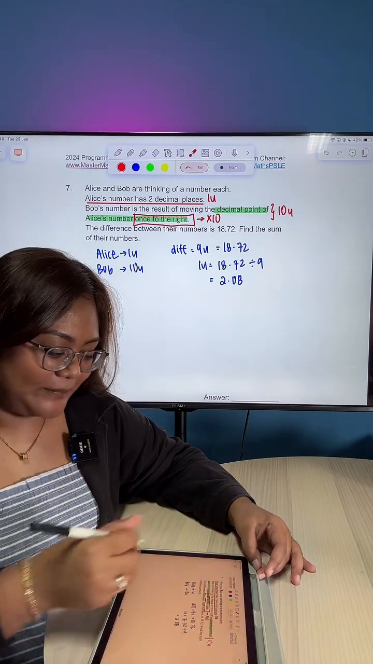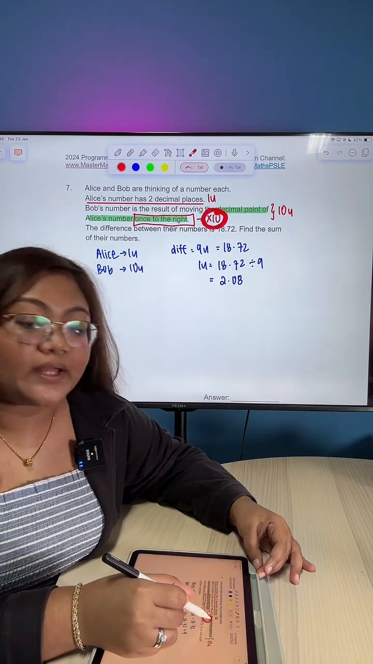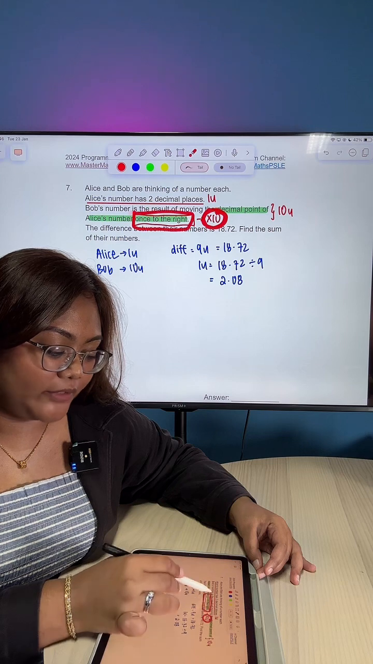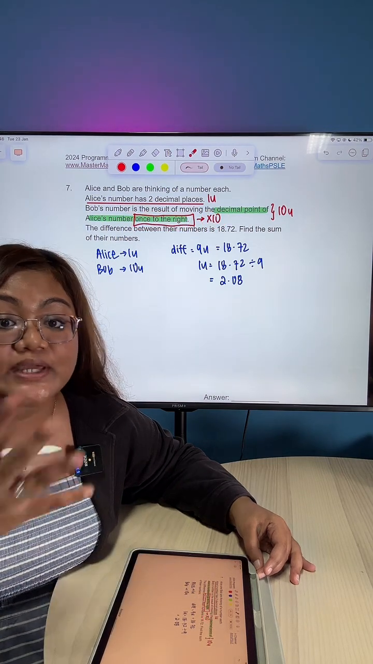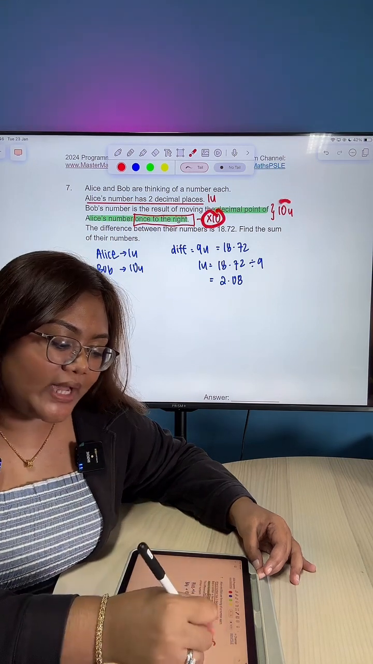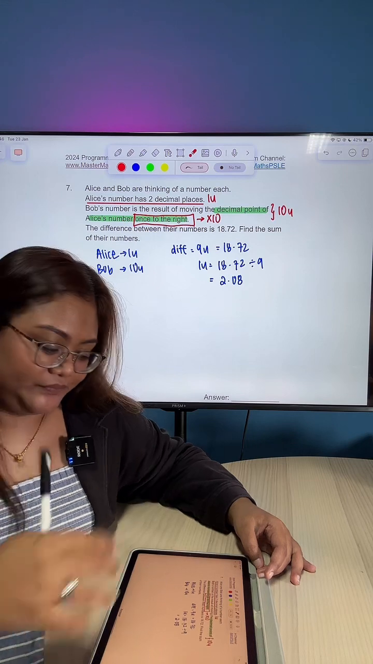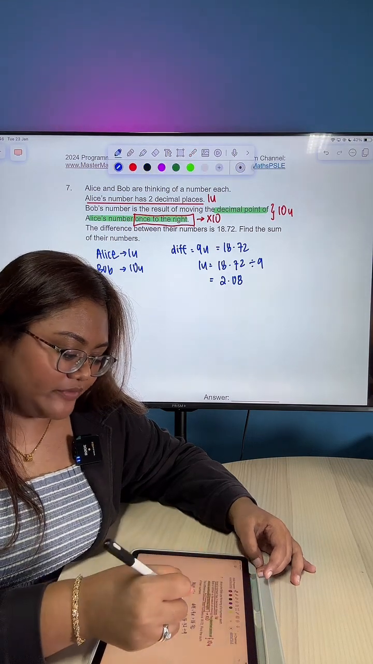Okay, I'm going to repeat one more time. When I multiply by 10, that is what I'm doing to the decimal point, moving once to the right. Okay, that's what it means. I move the decimal point once to the right means I multiply by 10. That's why I suddenly get 10 units. Okay? So now 1 unit is 2.08.